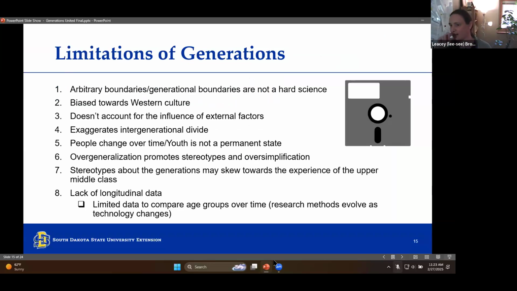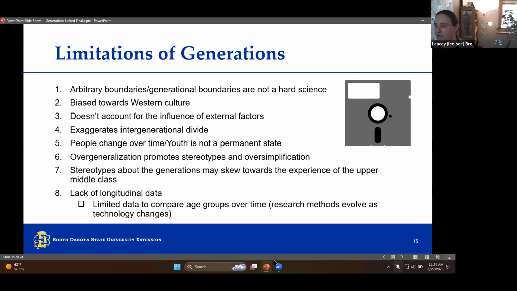Somebody in here started talking about being a cusper. I'm a 1981 millennial. Most people who meet me describe me as having characteristics of what they would say is a Gen X, but I'm definitely a 1981 millennial. Generations are biased towards Western cultures. They may not reflect generations in other parts of the world. Generations do not account for the influence of external factors.